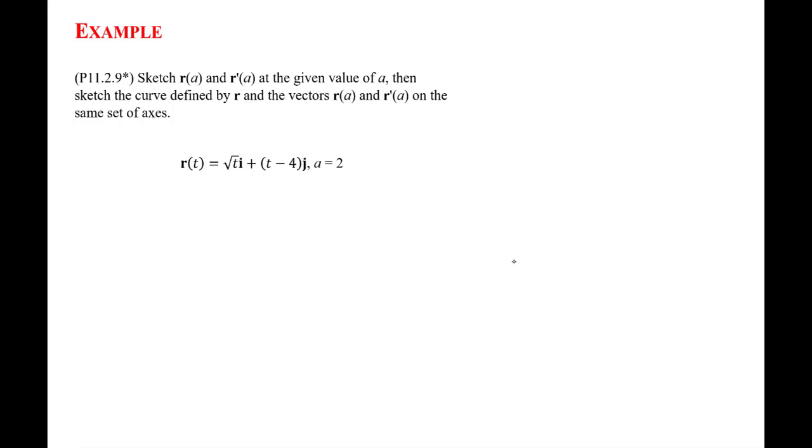Let's begin by recognizing that our vector function is a function of two components. It has an x component and a y component, each of which are functions of the parameter t. The x component of our vector function is given by root t, and the y component of our vector function is given by t minus 4.